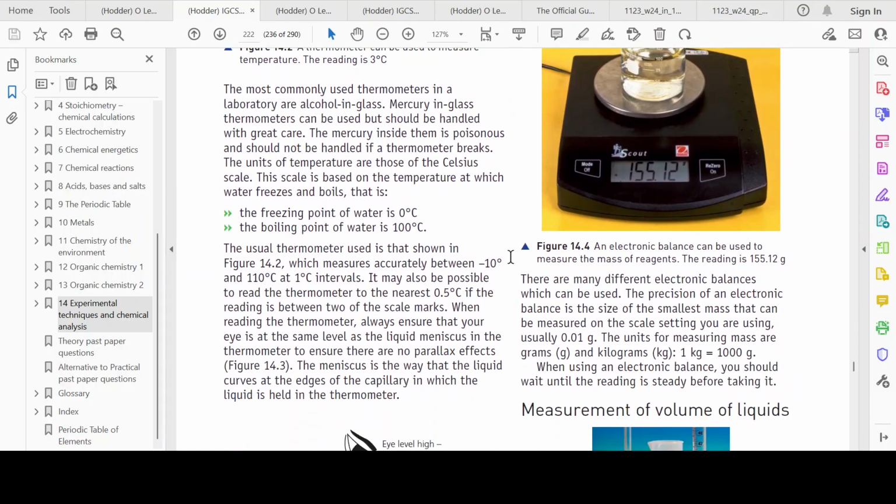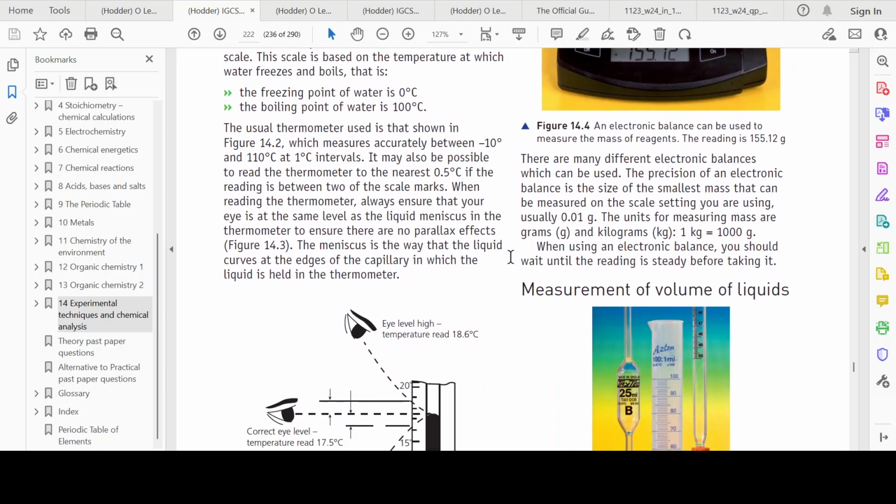Then measuring mass. There are many different electronic balances which can be used. The precision of an electronic balance is the size of the smallest mass that can be measured on the scale setting you are using, which is usually 0.01 grams. The units for measuring mass are grams and kilograms, right? And a kilogram is 1,000 grams.